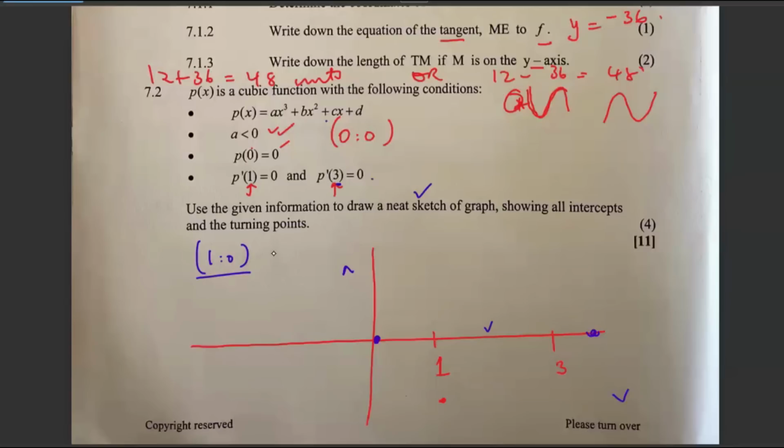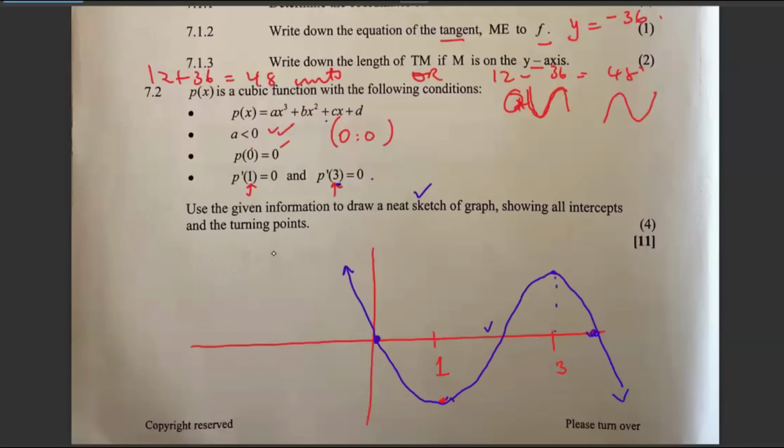Why did we erase that? Because the gradient is 0 at this point. This does not mean that the coordinates are (1, 0) or (3, 0). No, that is wrong. The other thing is that we cannot substitute, since we don't have the values of A, B, and so on. So that is the sketch that we would have drawn there.